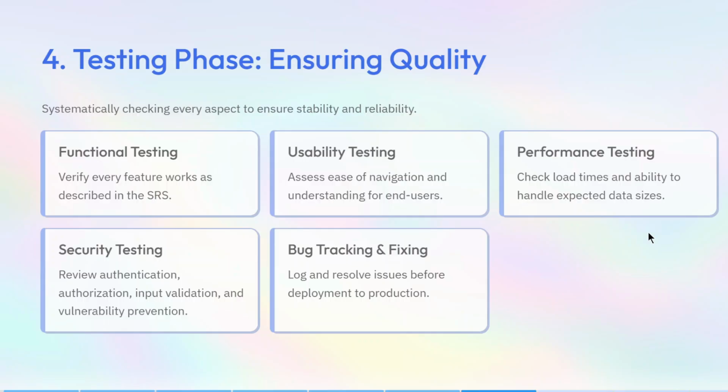And here we have different kind of testings which we go through one by one. For example, we have functional testing, where we verify every feature works as described in the SRS. We run usability testing, we run performance testing, security testing, bug tracking and fixing. We do all those things in testing phase.